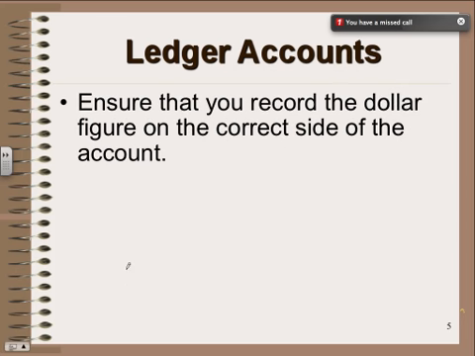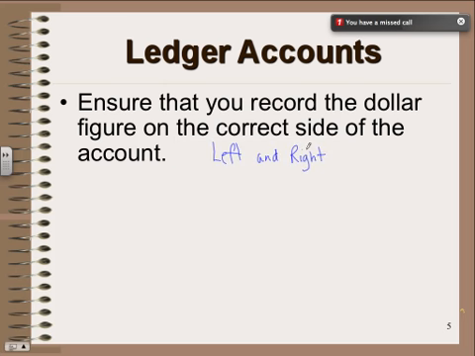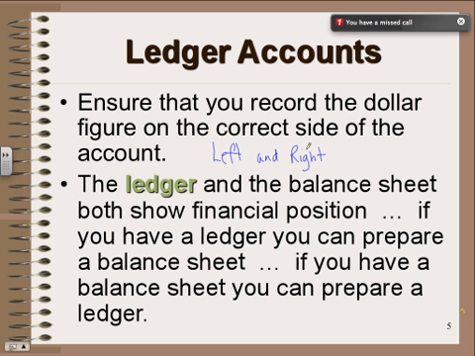You're going to ensure that you record the dollar figure on the correct side of an account. There's a left side and a right side, okay? This is really, really important. Left and right. Okay? And if you're having trouble remembering left and right, hold up your left and right hands so you can see the back of your hands facing you. One of them, your left hand, will make an L with your index finger and your thumb. Your right hand will not do that. The ledger and the balance sheet both show financial position. If you have a ledger, you can prepare a balance sheet. If you have a balance sheet, you can prepare a ledger, and back and forth.